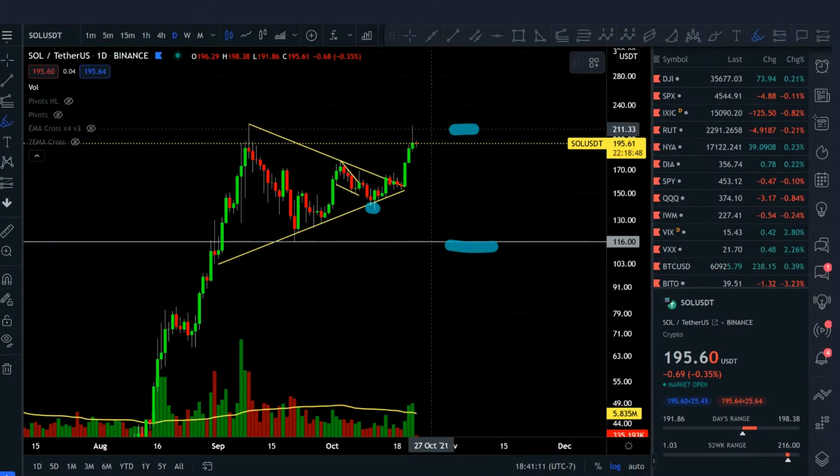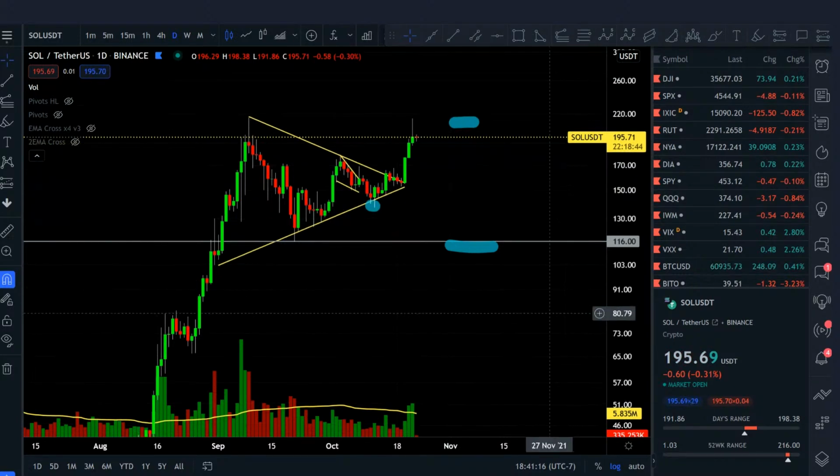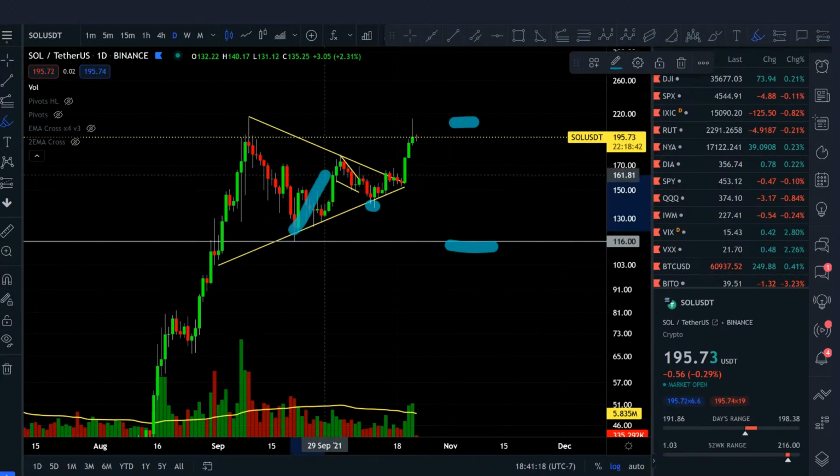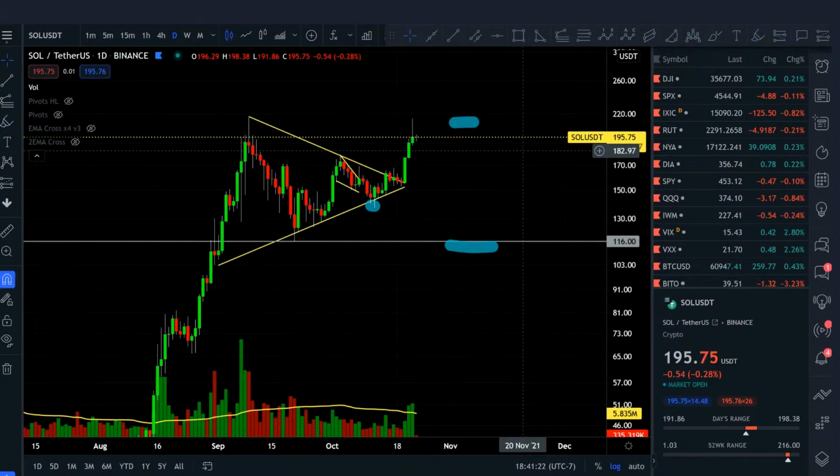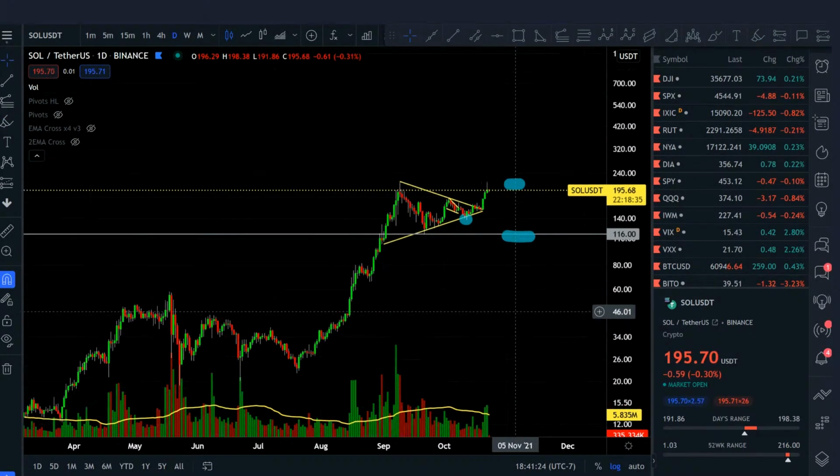This is a bearish candle though. Shooting star. You study your candles, shooting star. So what does that mean? We're probably going to get a pullback to like 168. If you want more accurate numbers, then you could bring up your Fibonacci.